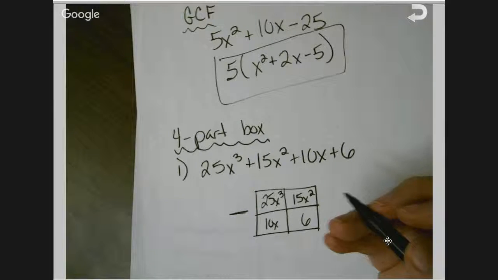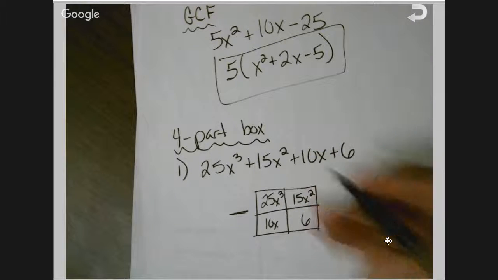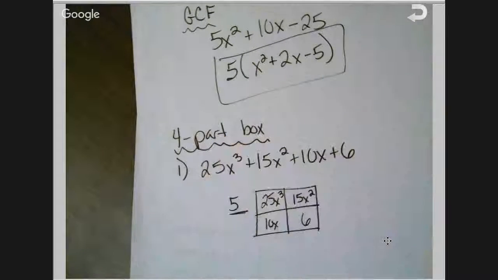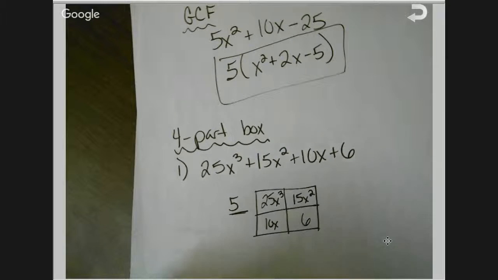Somebody else speak up, because I basically said it. 5. x cubed and x squared. x squared, right? Make sure you always take that lowest exponent, because that's the most I can take out of it. I can't take more than x squared out of that second one. So 5x squared can come out of both. So you're doing the same thing as your GCF, you're just doing it in little parts now.